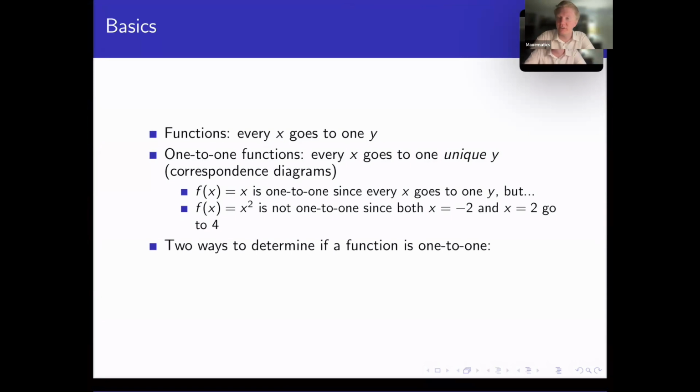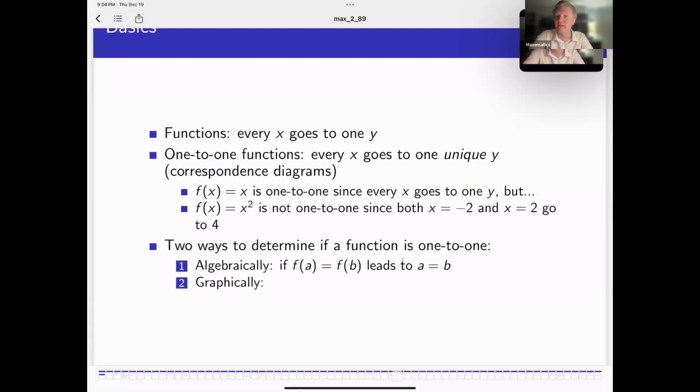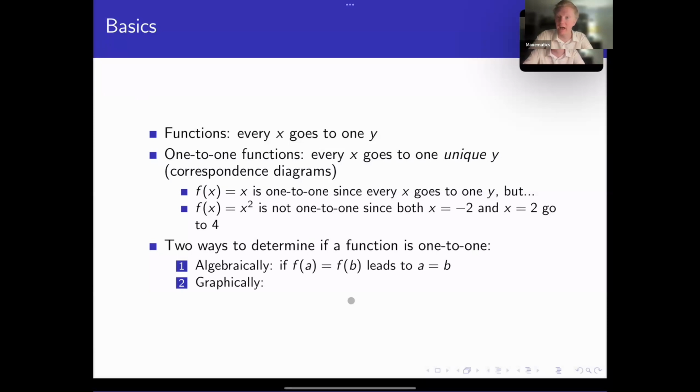Okay, well, two ways to determine if a function is one-to-one. We have an algebraic way and a graphical way. Algebraically, what we want is f of a equals f of b to lead to a equals b. If this is true, then it is one-to-one. Graphically, how we do this is the horizontal line test. So the vertical line test says if our vertical pencil covers any 2 points at once, it's not a function. And likewise, the horizontal line test would say if your horizontal pencil covers 2 points at once, it's not one-to-one.